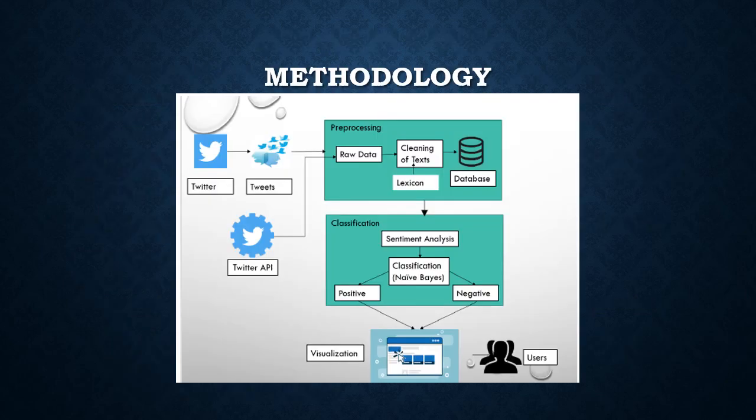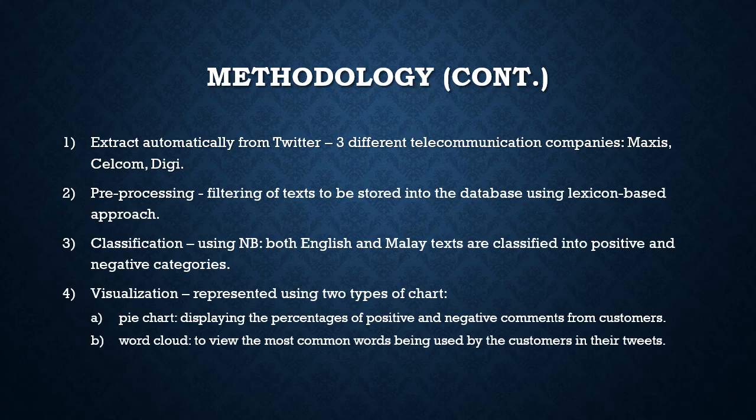So this is the system architecture of the system. Firstly, the raw text will be extracted automatically from Twitter. Three different Twitter accounts of the telecommunication companies are taken, which are Maxis, Telkom and Digi. Next, preprocessing will be done by filtering the data or the text. Then they are stored in the database.